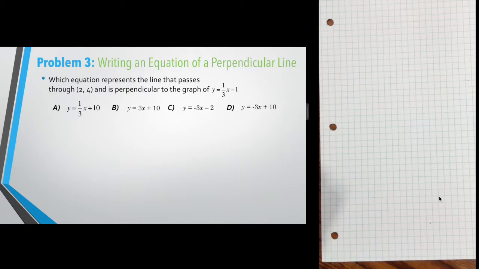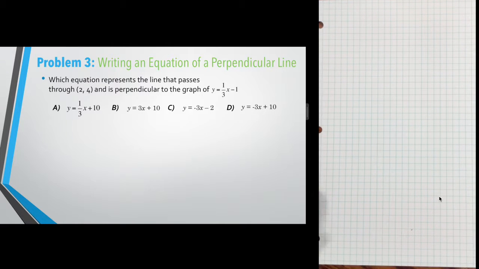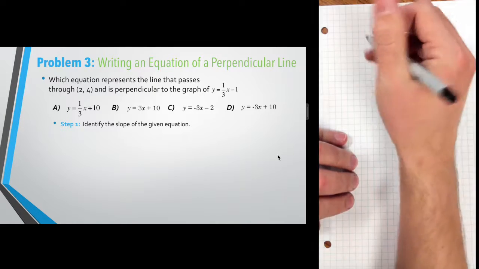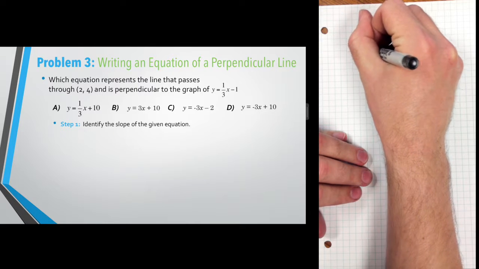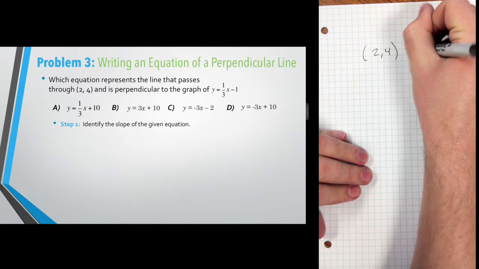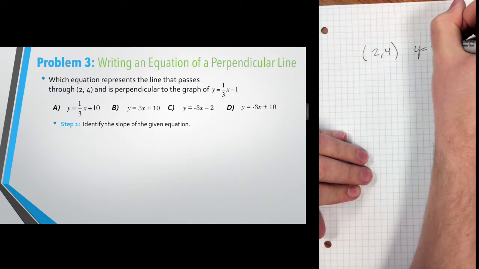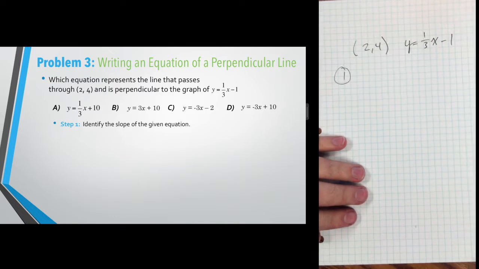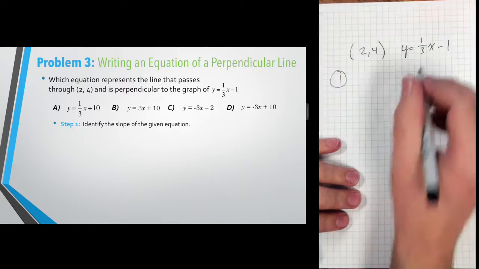And the last problem. This time, we are writing an equation just like problem 1. However, we don't want a parallel line, but we want a perpendicular line this time. Notice it's multiple choice, so we're going to disregard the multiple choice examples for now, and just solve the problem. So step 1, our point is 2, 4, and our equation is y equals 1/3 x minus 1. Step 1 is still just find the slope. So the slope is 1/3.